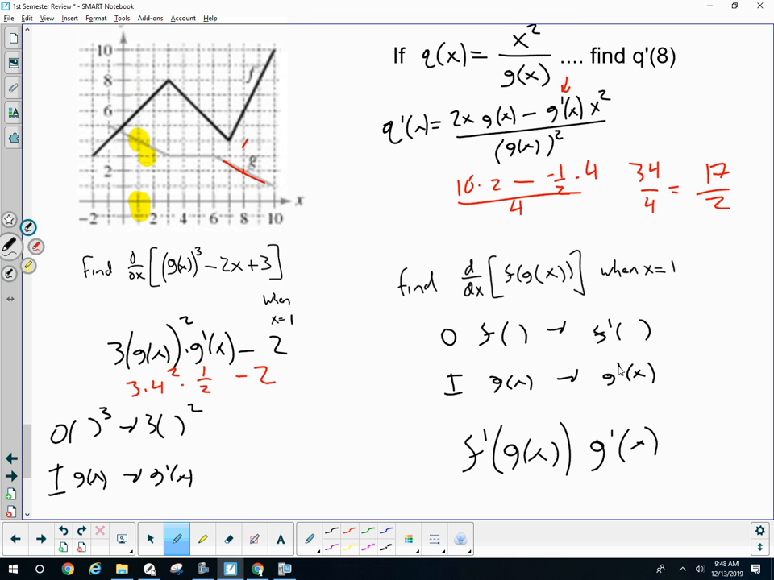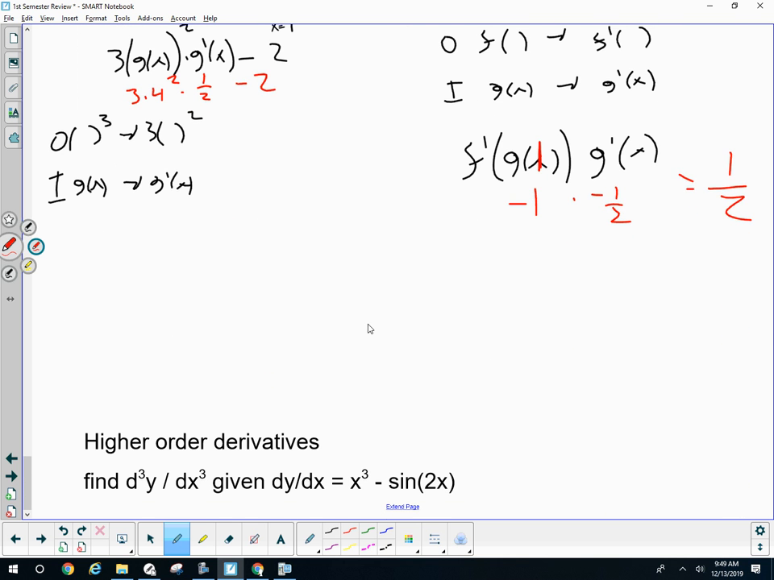Now, if I were to ask what this is at 1, you would make sure that you worked inside out. So you would do g of 1. G of 1 is 2, 3, 4. And then I would go f prime of 4. F prime of 4 is the slope of this line, which is -1. G prime of 1 is -1/2. This would be +1/2. Okay, so that's table problems.